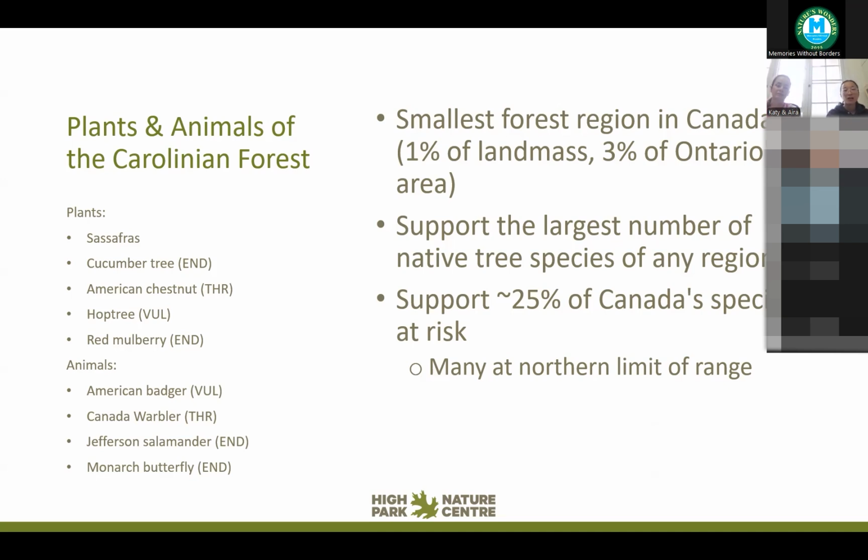Some examples are the sassafras, which isn't, I don't believe, a species at risk. Not that I'm aware of. But it is an indicator species of Carolinian forest. The cucumber tree, American chestnut, hop tree, and red mulberry, those are all species at risk in Canada. And then some animals, we've got the American badger, the Canada warbler, the Jefferson salamander, which is one of my personal favorites, and the monarch butterfly, which I know we've been doing a lot of work to, I don't know if reintroduce is the right word, but like get their population numbers up.